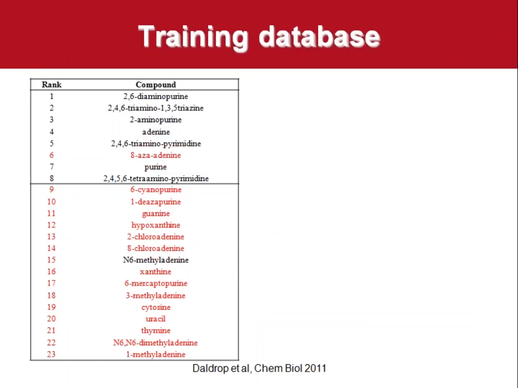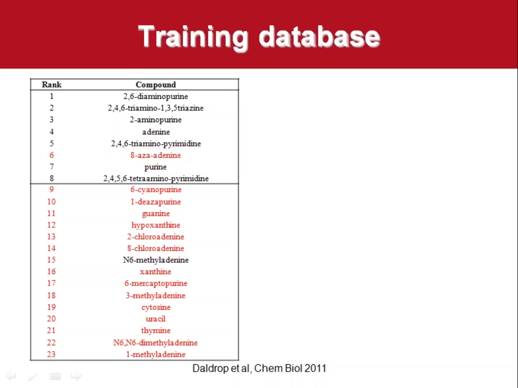Then we used the training database, where we had compounds for which we knew from literature sources that the compound should either bind or not bind into the adenine riboswitch binding site. All the compounds in black font are ones where binding was confirmed experimentally, and for all the compounds in red font, binding could not be detected in experimental assays. So we docked all these compounds into the binding site and ordered them by score, and there we also get a very good separation between the binders at the top and the non-binders at the bottom of the list.